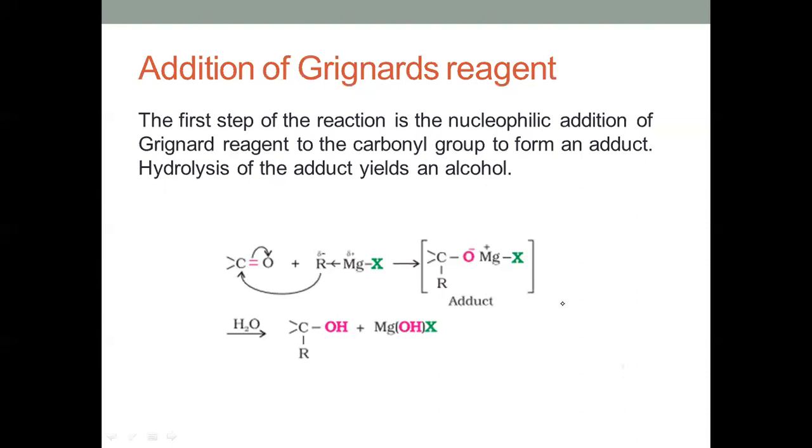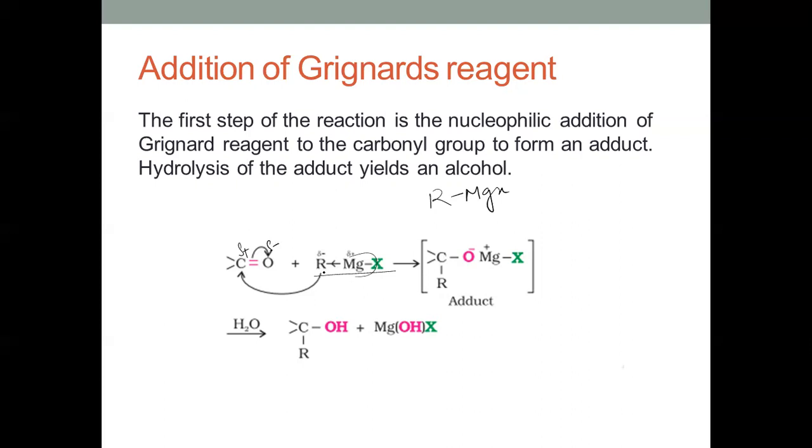Yes, when we look at the addition of Grignard's reagent to aldehydes and ketones, this is a Grignard's reagent. This alkyl group, RMgX, is a Grignard's reagent. So R is partial negative, and the electropositive metal magnesium carries a partial positive charge. And in this carbonyl group, we know the carbon is partial positive and the oxygen partial negative.